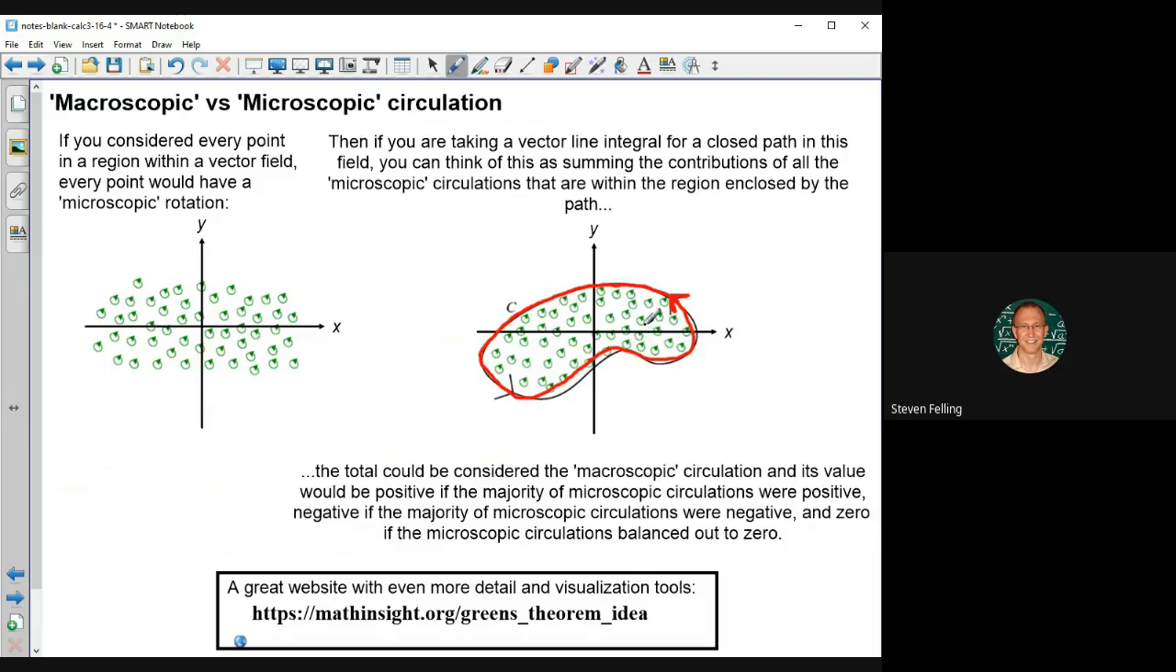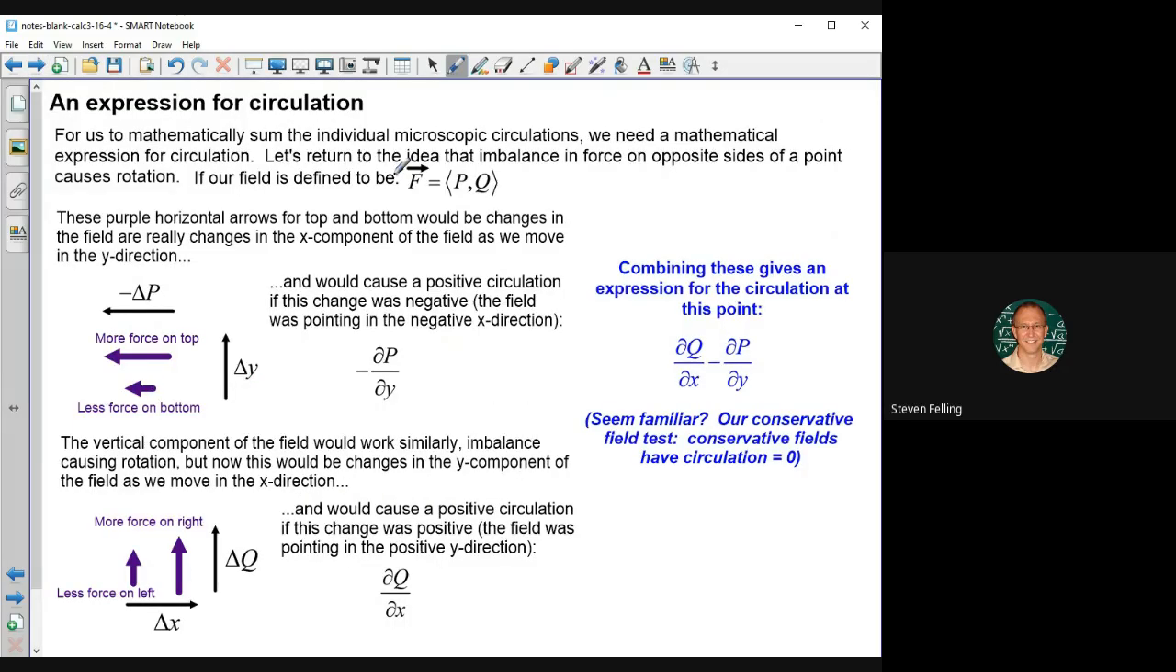And we're going to express that as an idea called Green's theorem, after the person who discovered this. There's a website, mathinsight.org, that has a lot of interesting visualizations. When I went to it recently, it seemed like it was down, but if it functions for you, you can check that out to get a little bit more insight. But we're going to think of this as the total circulation around a closed path being the sum of all the little microscopic circulations inside, okay? And that idea is expressed in a double integral called Green's theorem.